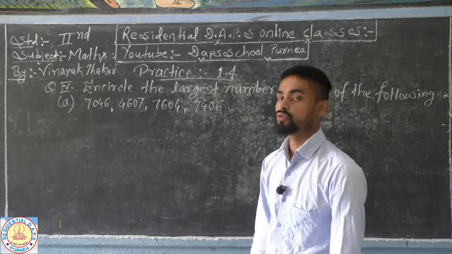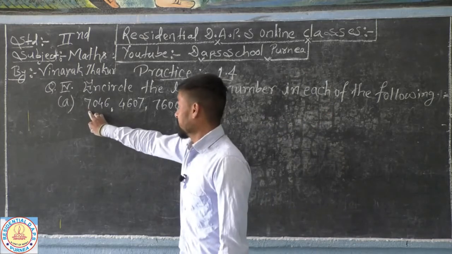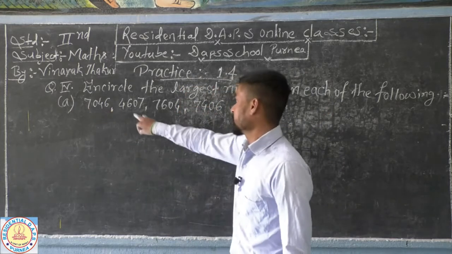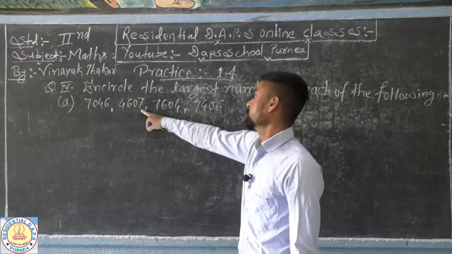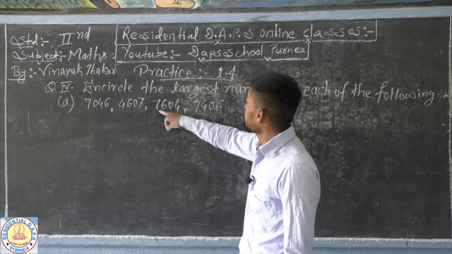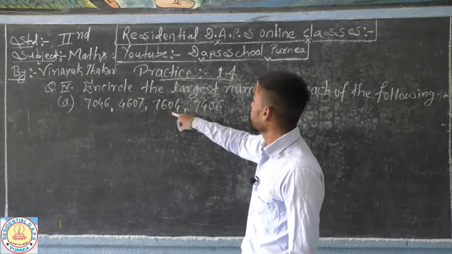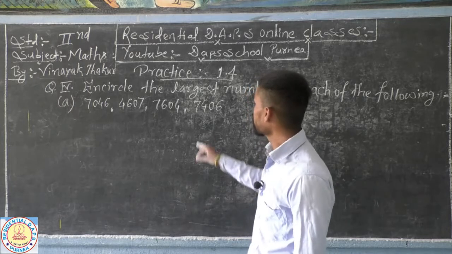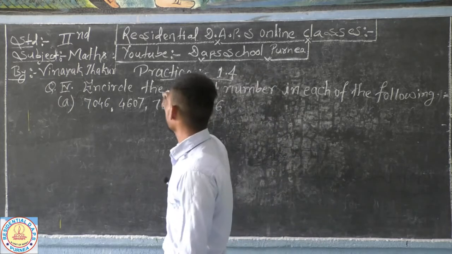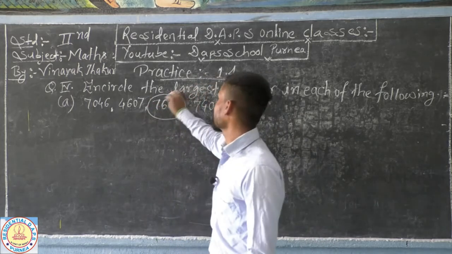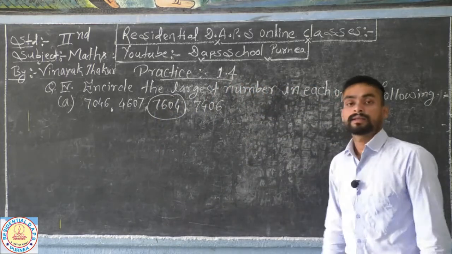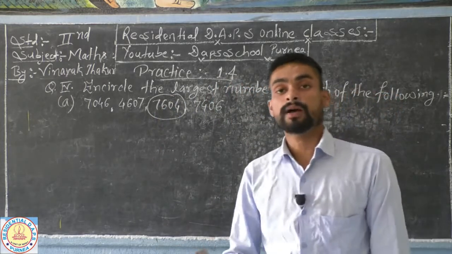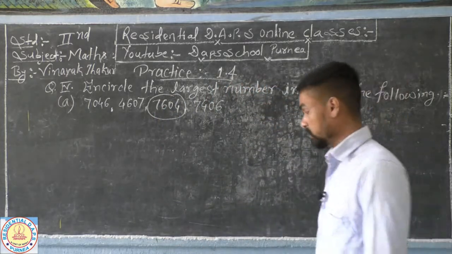So you need to count. This is 7046, this is 4607, this is 7604, this is 7406. So which number is the largest one? 7604 is the largest one among all these numbers.